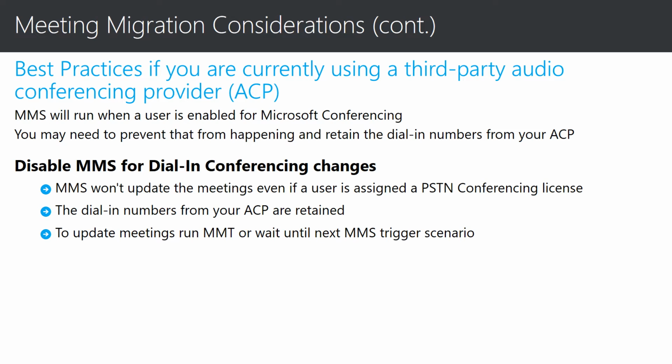If users are already in Skype for Business Online and you are migrating from a third-party audio conferencing provider solution, then you may want to disable MMS from triggering for any dial-in conferencing changes. Disabling MMS for dial-in conferencing updates will allow the administrator to pre-assign the Microsoft PSTN conferencing license without affecting the user's meetings. As some third-party conferencing solutions are managed outside of the Skype for Business Administration Center, it may be beneficial to prevent MMS from prematurely modifying the user's meetings. When the team is ready, MMS can be re-enabled and will automatically run one of the MMS trigger scenarios. If you do not want to wait until this occurs, then the user can run the meeting migration tool.